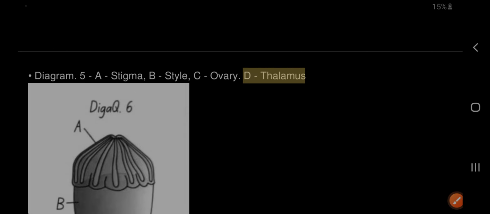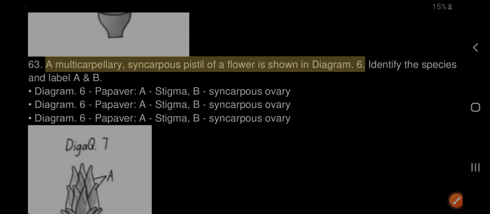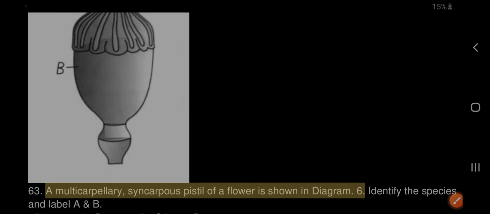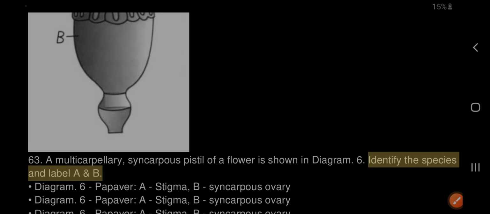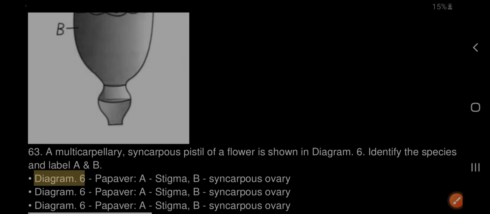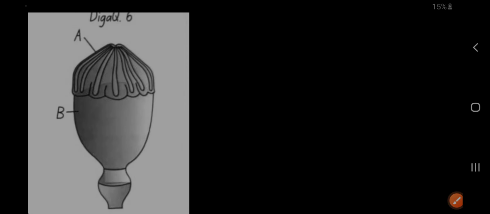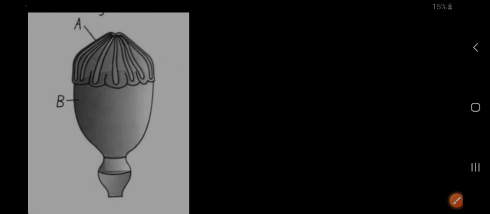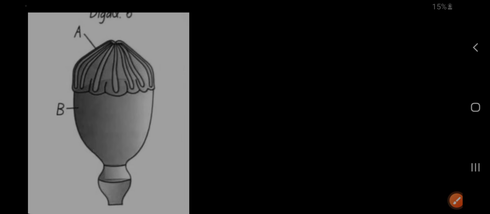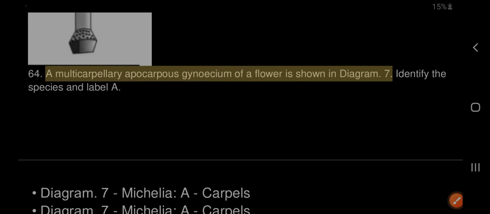63. A multicarpellary, syncarpous pistil of a flower is shown in the diagram. Identify the species and label A and B. Papaya. A. Stigma. B. Syncarpous ovary.